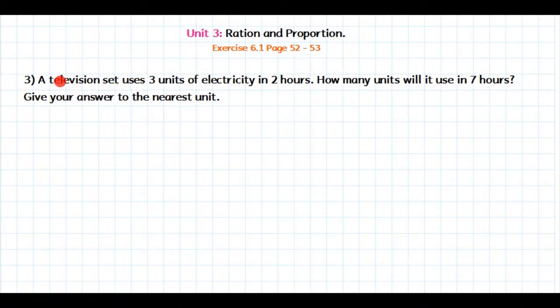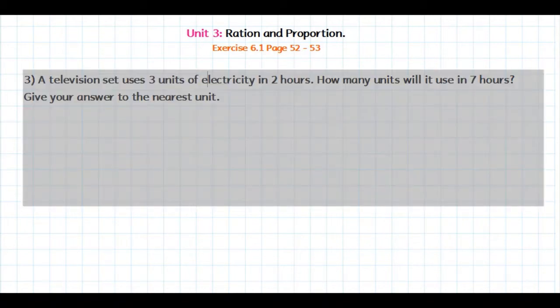The exercise says a television set uses 3 units of electricity in 2 hours. How many units will it use in 10 hours? Give your answer to the nearest unit. This has to do with rounding the number because I think that maybe the result is going to be a number with decimal places, decimal numbers. So we are going to need rounding.